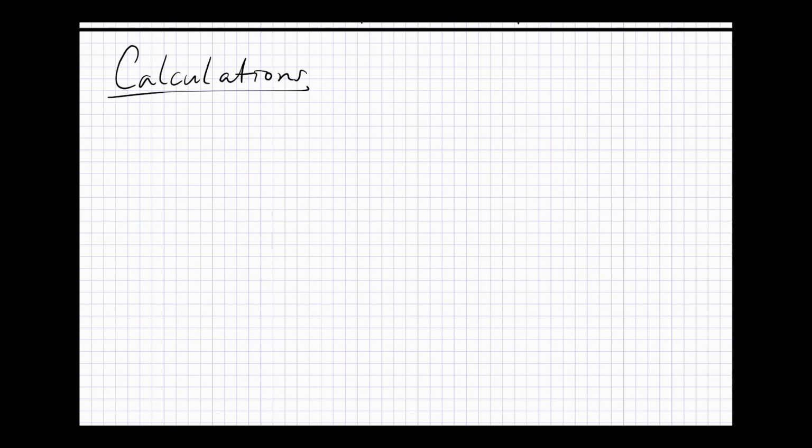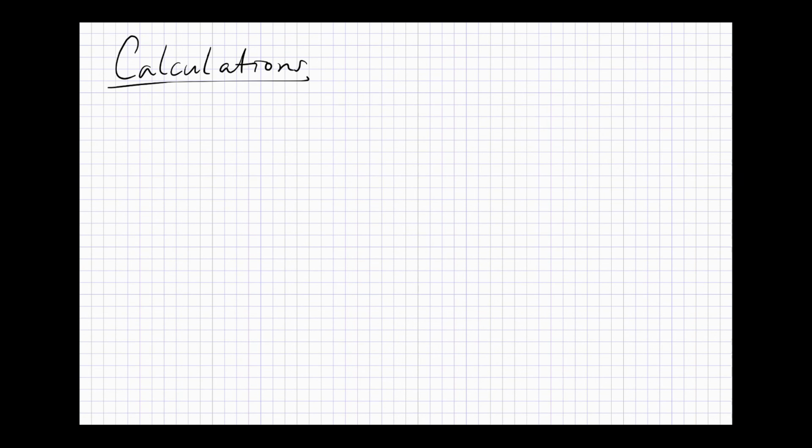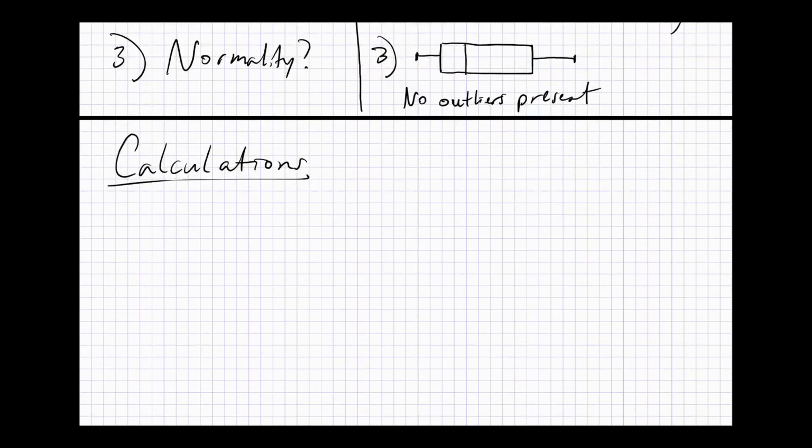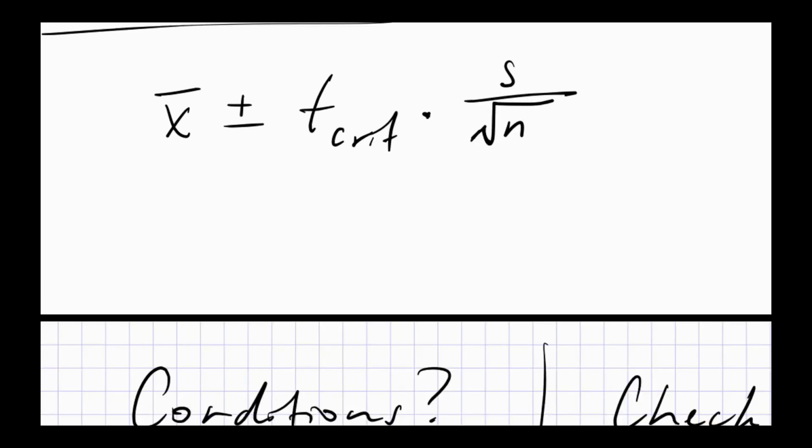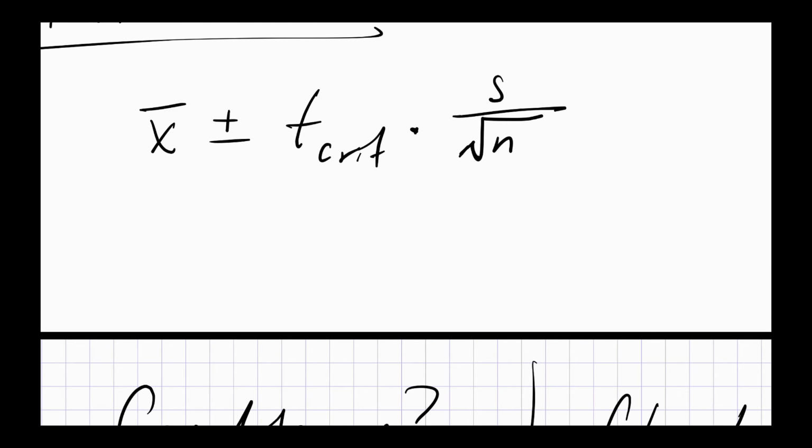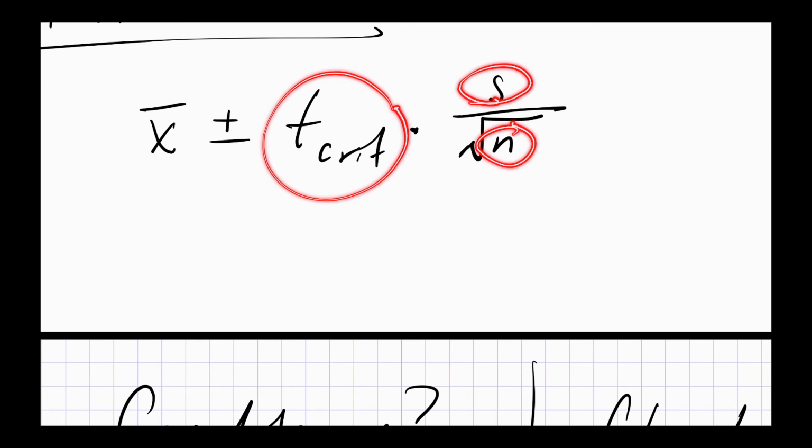Okay, our calculations, let's see here. Let's go back to our test statistic. Uh-oh, I'm missing a few things. I can find this. I know what this is, but I don't know what this is, and I don't know what that is. So how do I do that?